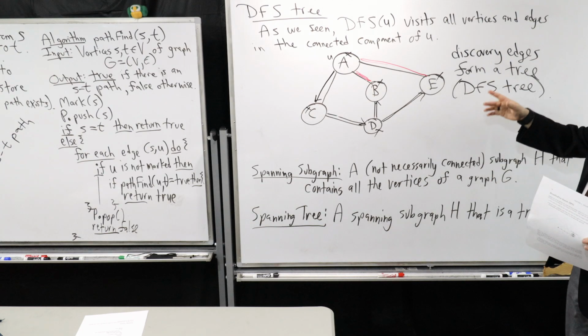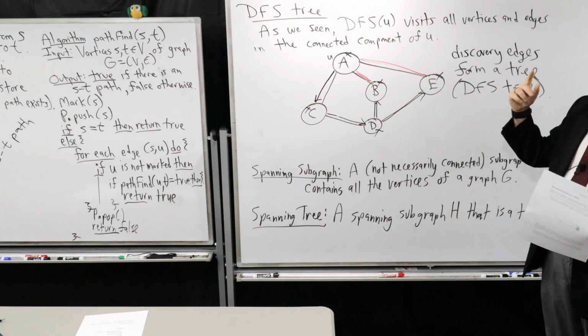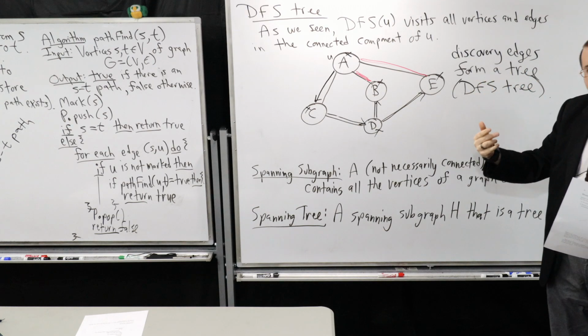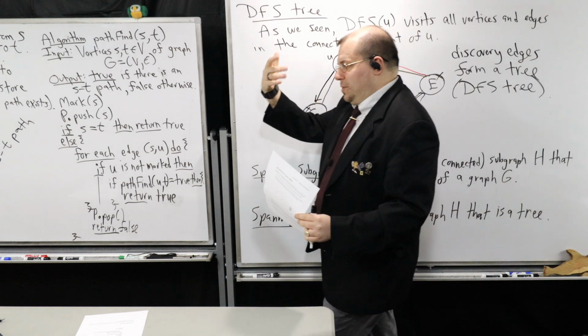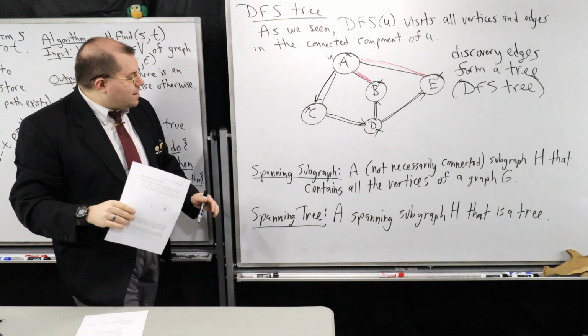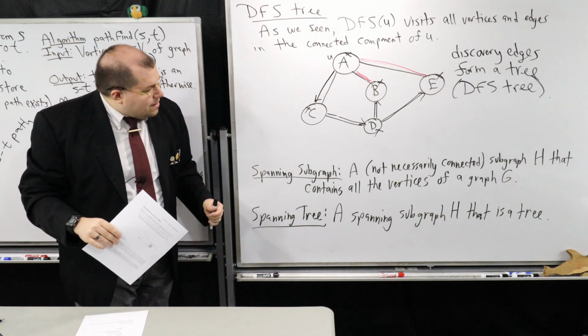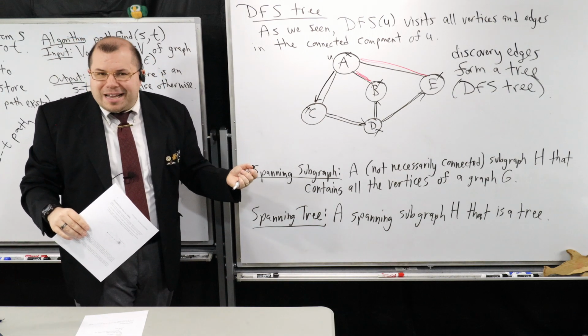But the big thing here is that if they are all part of the same connected component, or I apply DFS over and over again by bootstrapping it back from the beginning each time, but at an unmarked vertex, I obtain something called a spanning subgraph. So what is that? It doesn't necessarily have to be connected.